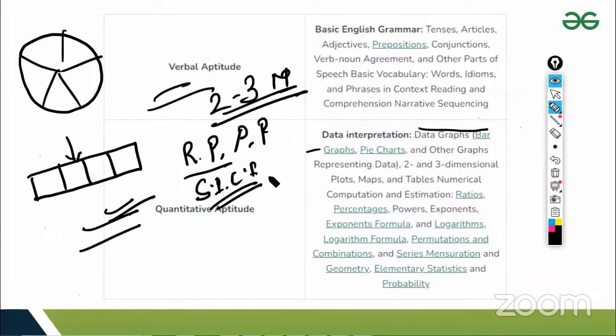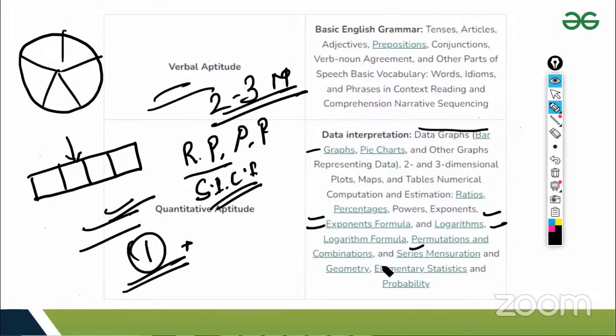Why? Because they have removed certain things like problems on the clock and problems on the calendar. Even percentage, profit and loss, these individual topics they have removed. They are not asking much. They are combining these topics with data interpretation and asking the question, right? Now, percentage, exponent formula, logarithm. Out of these four, they will ask one topic. Either an exponent question will come, or a power question, or a logarithm question, like this.